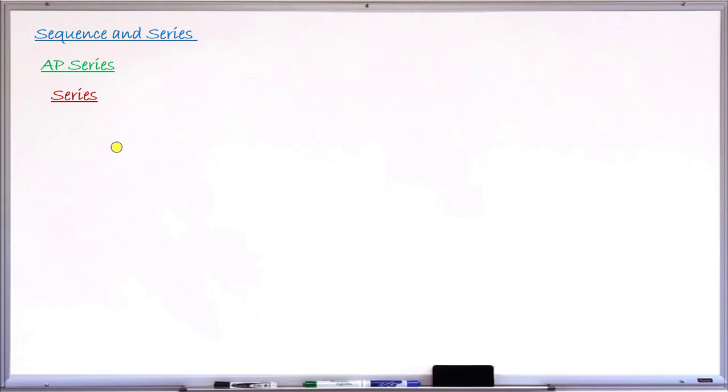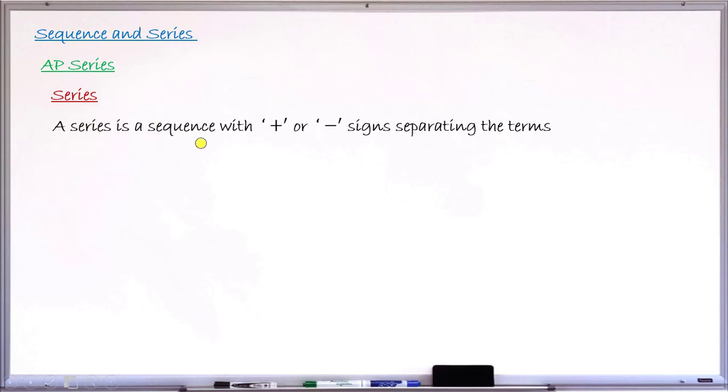To begin the lesson, my dear student, let me first explain what a series is. A series is nothing but a sequence of numbers, but instead of the comma between the terms, what you now see there is either a plus sign or a minus sign. That is, the addition or subtraction sign separates the terms in that sequence. Then we call it a series.